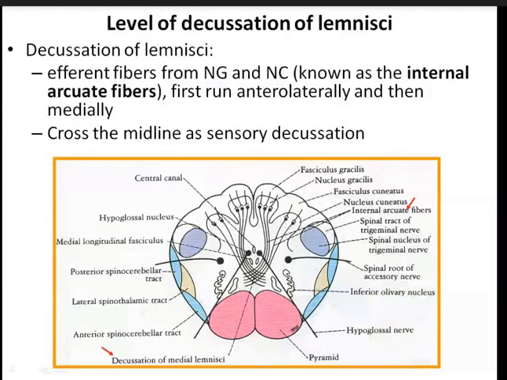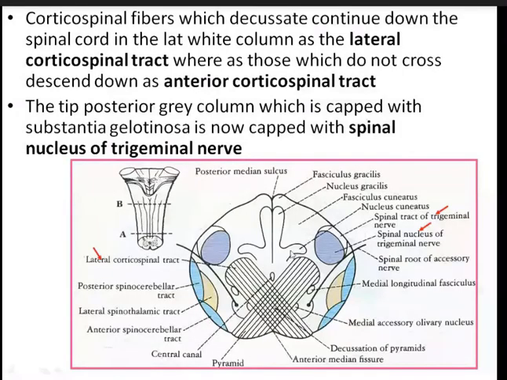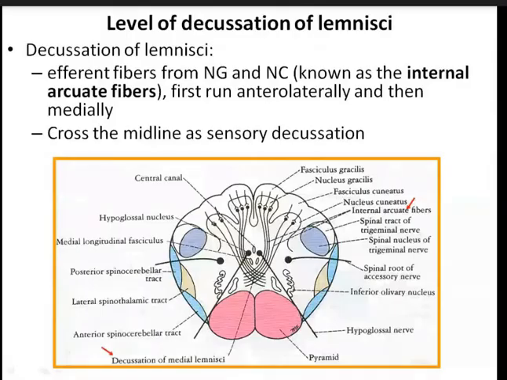So they are the main features which are present here at the level of the pyramid. These are the pyramidal fibers which form the corticospinal tract. So the lateral corticospinal tract and the anterior corticospinal tract are there, the spinal nucleus of the trigeminal nerve, the spinal root of the accessory nerve, the nucleus gracilis, nucleus cuneatus, and fasciculus gracilis and cuneatus are the main features at the level of the pyramid. So, are you getting it or not?